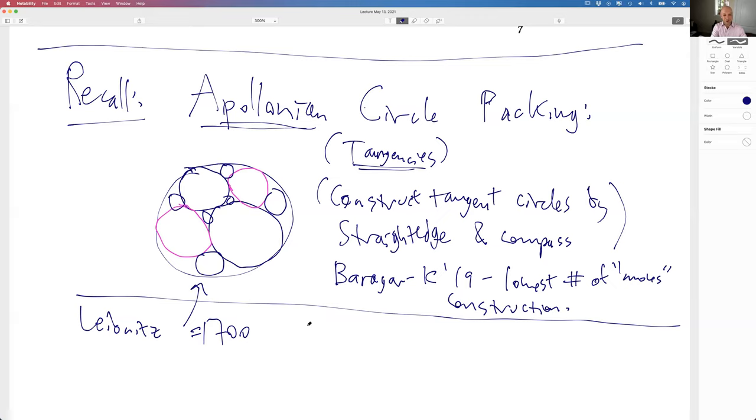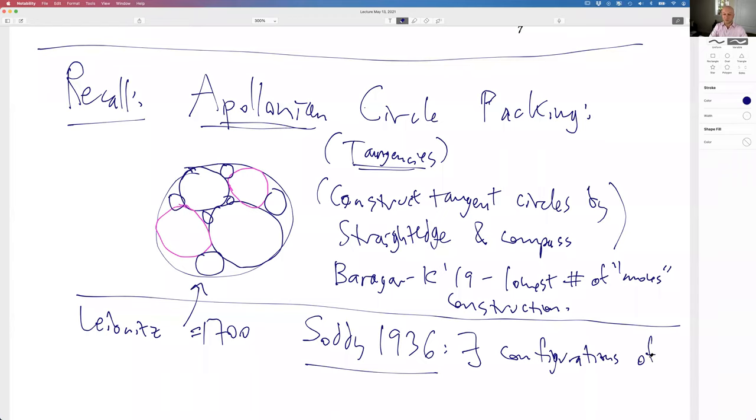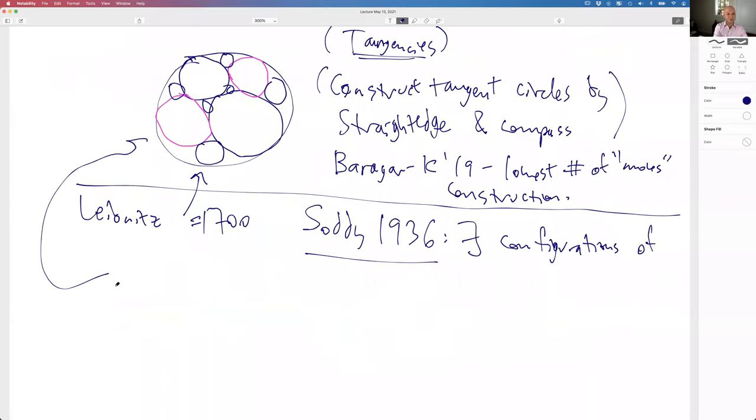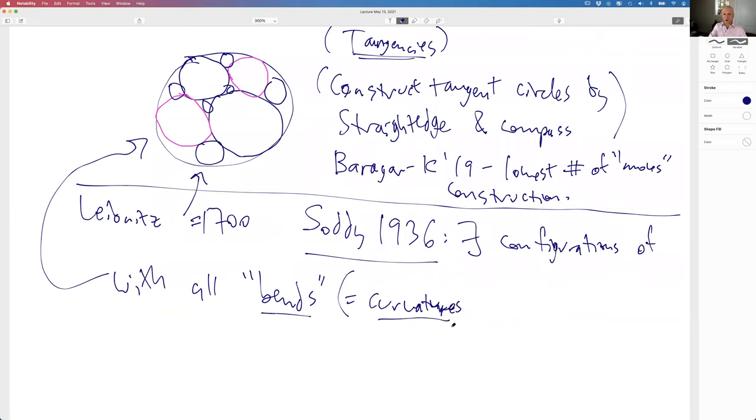And then somehow people kept missing the number theory here. The number theoretic structure was uncovered by Frederick Soddy. So this is in the 1930s, maybe around 1936. He saw that there exist configurations of these Apollonian circle packings with all what he called bends. Bends are the curvatures of a circle. But since we want to speak of sphere packings, we'll actually use the term bend, because curvature can mean 1/(radius)². So the curvature of a circle is 1/(radius) of a circle or a sphere. There exist configurations of Apollonian circle packings with all bends integral.